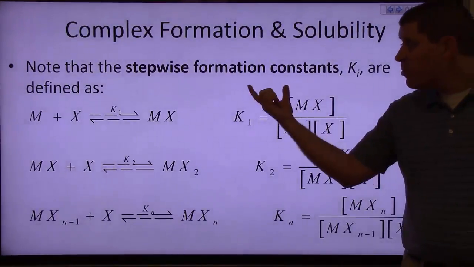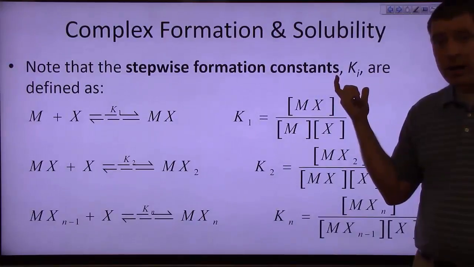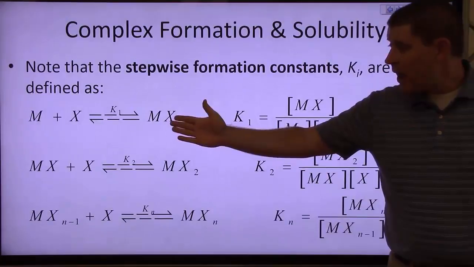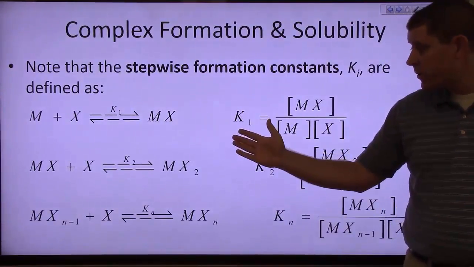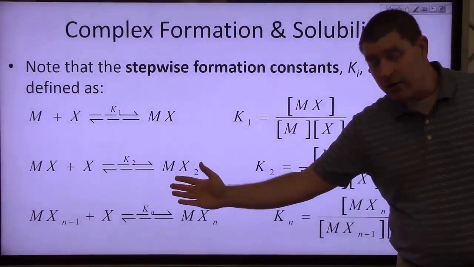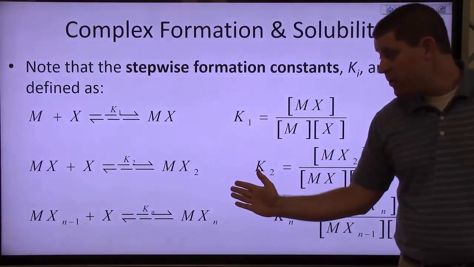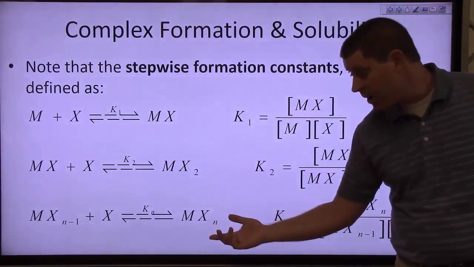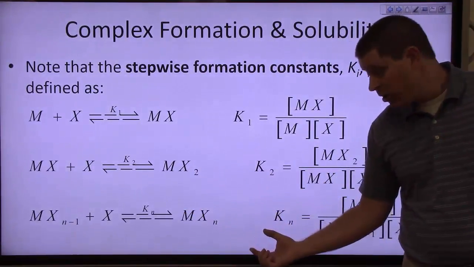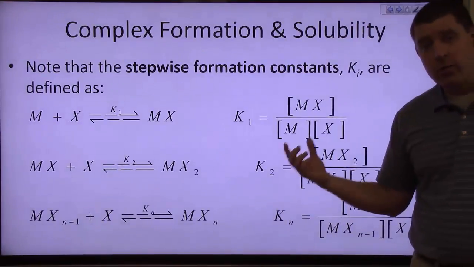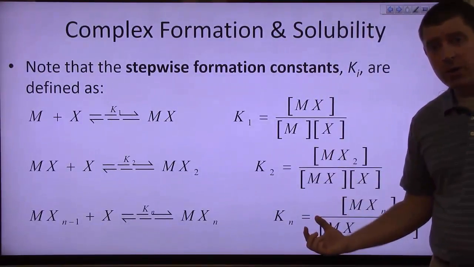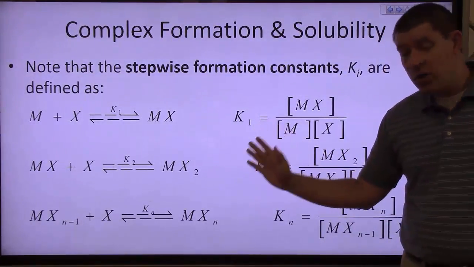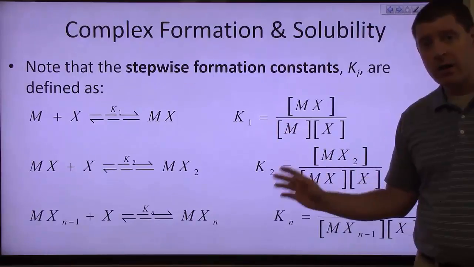Now note that the stepwise formation constants, K sub i, so K1, K2, K3, K4 in this case, are defined as M plus X goes to MX, well that's K1, and then MX plus X goes to MX2, that's K2, and so on. So we have MX(n-1) plus another X gives us MXn for Kn. So on the last slide where we had beta 1, beta 2, beta 3, that was for the overall reaction. So when we went to the second one, that's beta 2, because beta 2 is equal to K1 times K2.